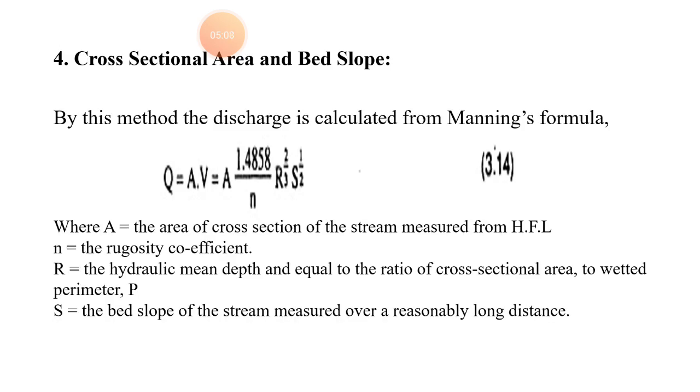Then the last method, the cross-sectional area and bed slope method. We all know Q is equal to A into V, that is, discharge is equal to area into velocity. Here velocity is derived from Manning's formula. So velocity is equal to 1.4858 divided by n into r power 2 by 3 into s power 1 by 2. Therefore, Q, that is the design flood or peak discharge, is equal to A into that corresponding velocity.